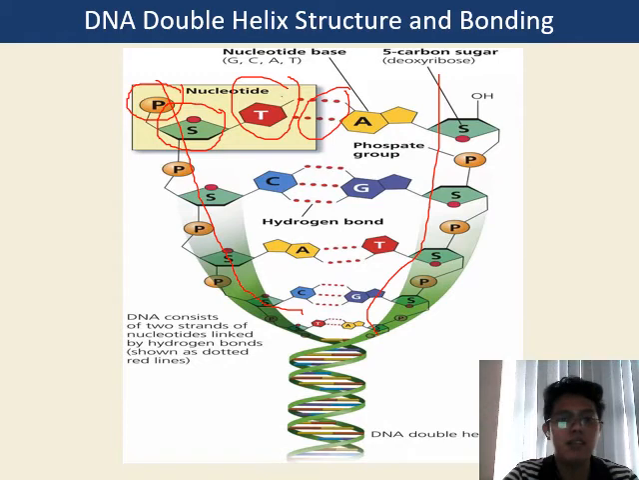So these are the nucleotide bases of a DNA strand. We have the thymine, the cytosine, the adenine, and then the guanine. So they are linked together by a hydrogen bond.